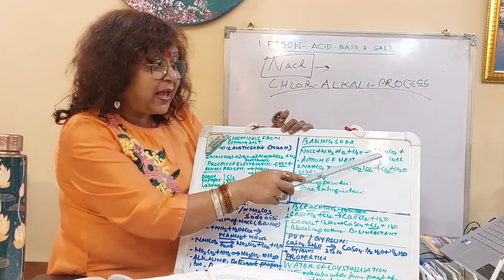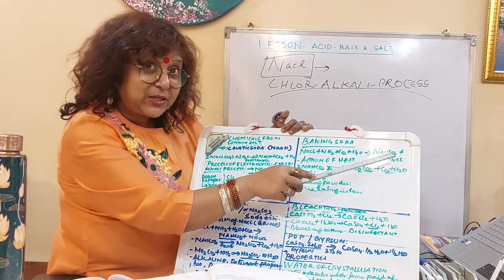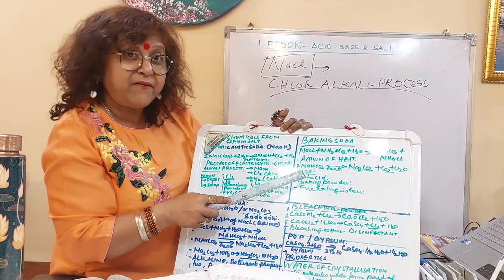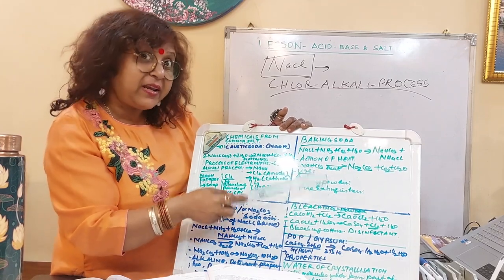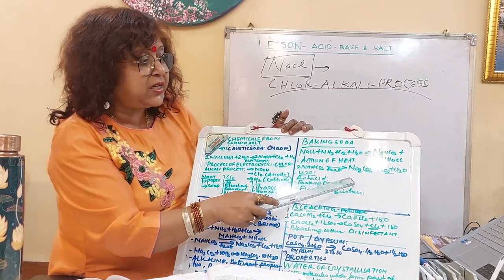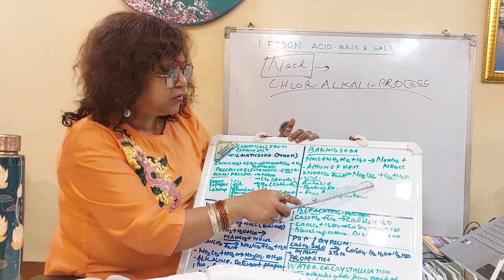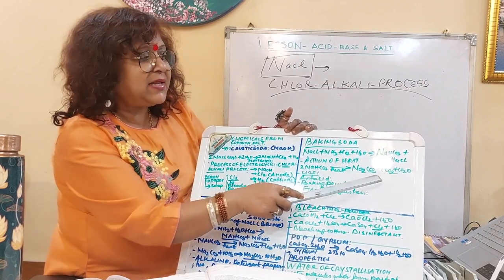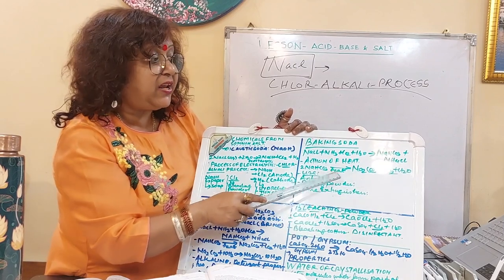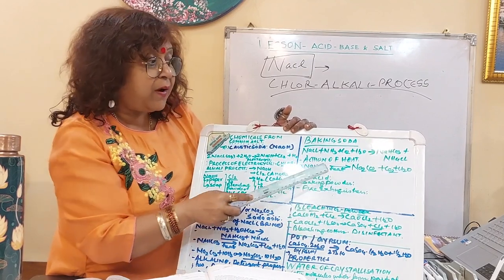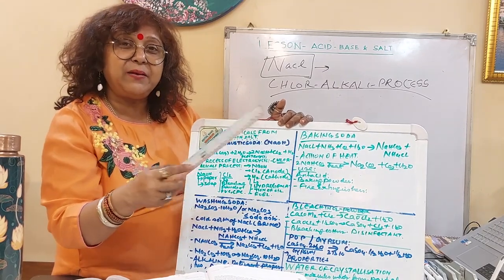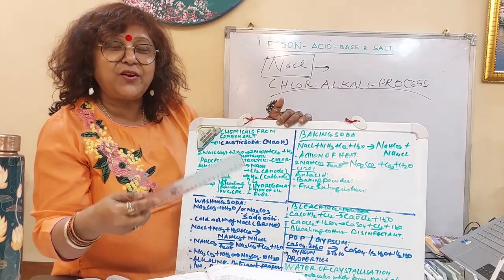Baking soda, sodium bicarbonate. Now, a very important property: when it gets heated, it gets dissociated into Na2CO3 plus CO2 plus H2O. It is getting dissociated with the effect of heat into these three products. That is why this baking soda is used in making pakoras and all, because of the effect of heat.